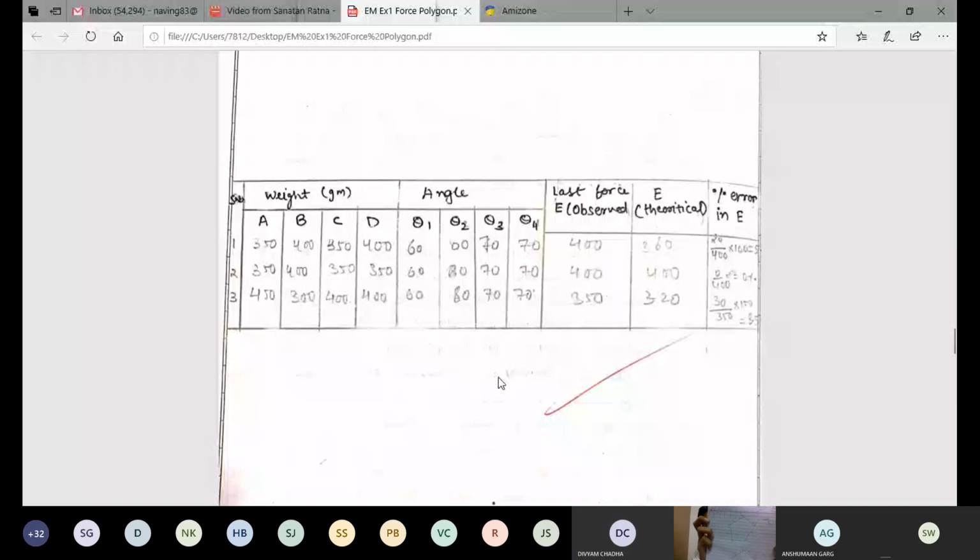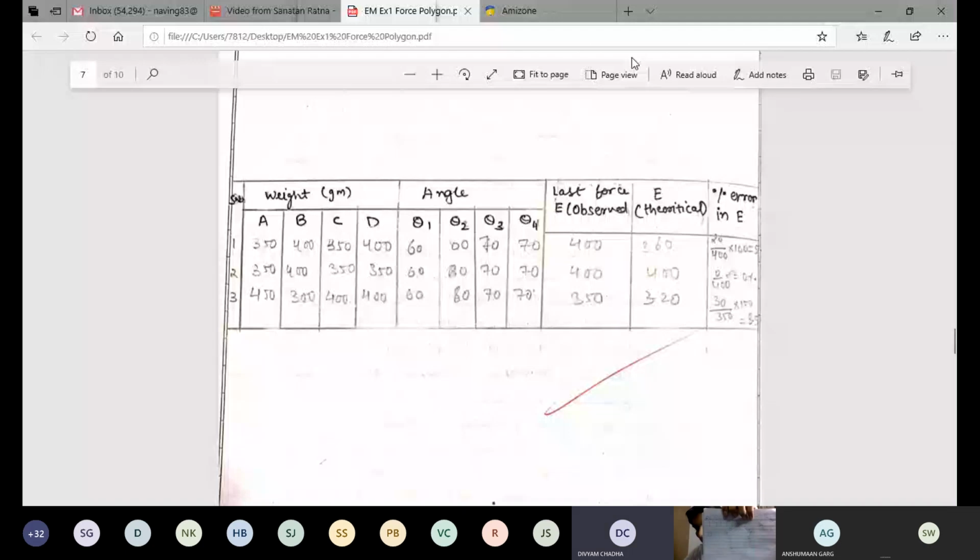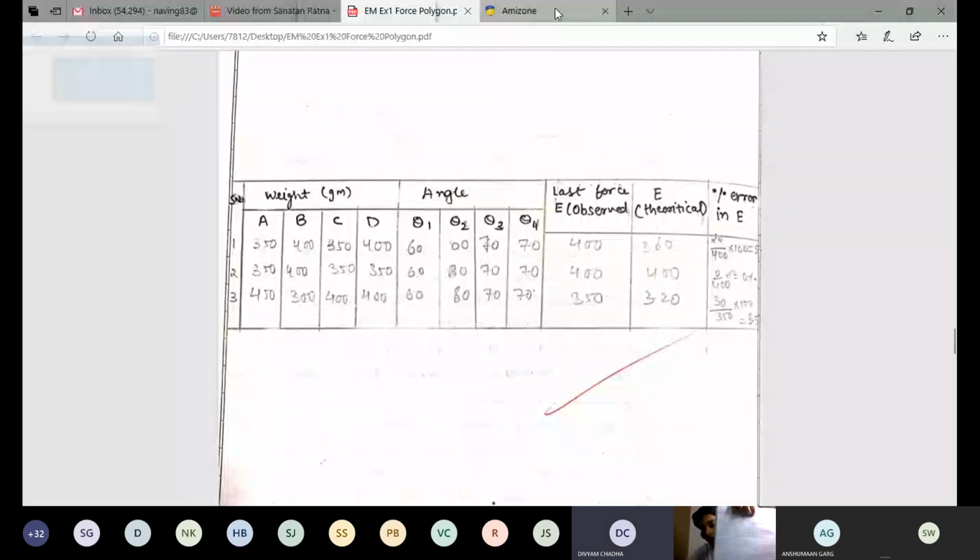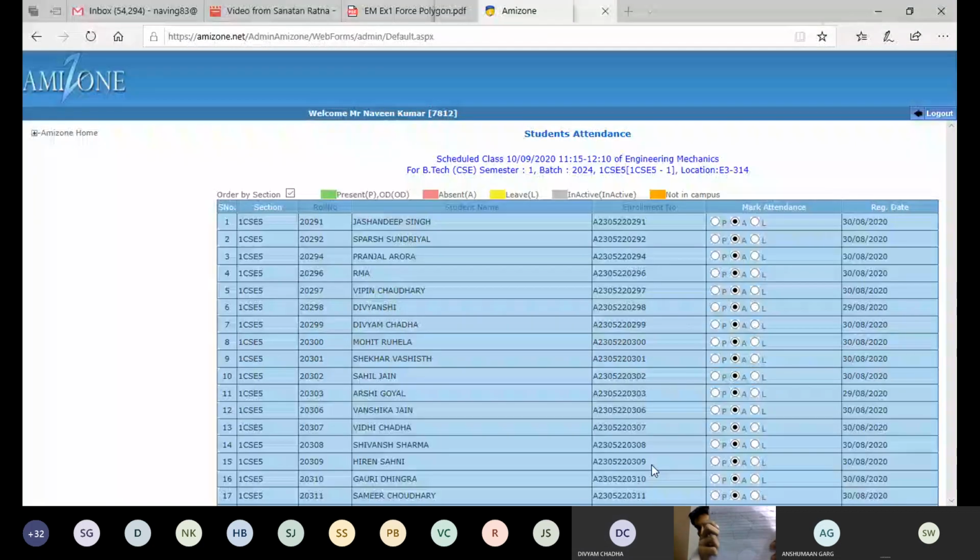So the percentage error is 3.5 for the first case. 3.5. Yes, sir. And coming to the second case, it is 3.6. Okay. Show me the diagram. Okay, fine. Make the third one also. If you are free, make the third one also. Okay, beta. Okay, sir.